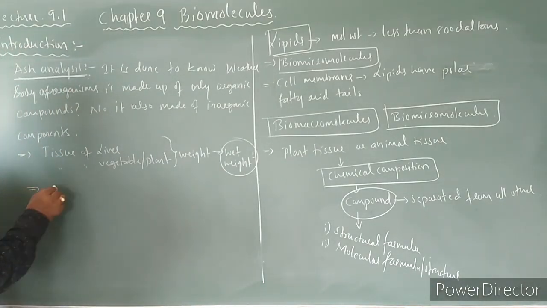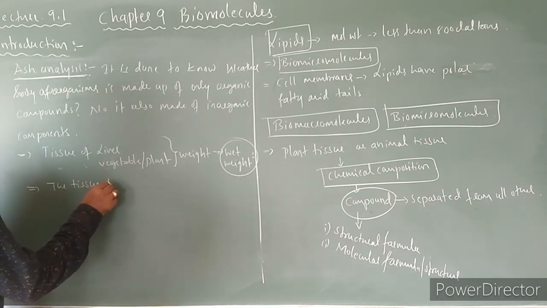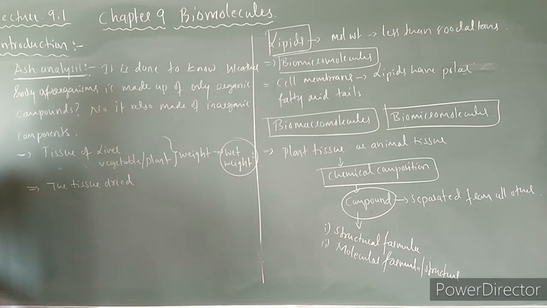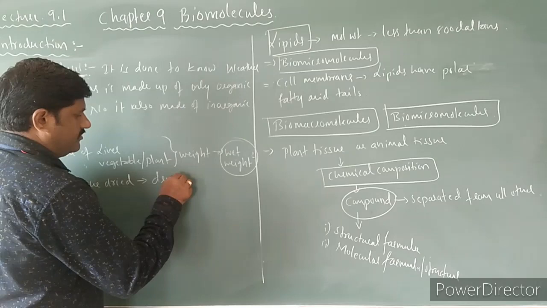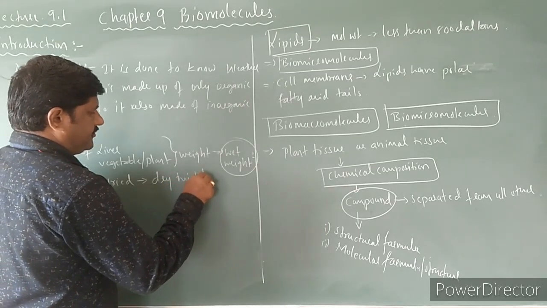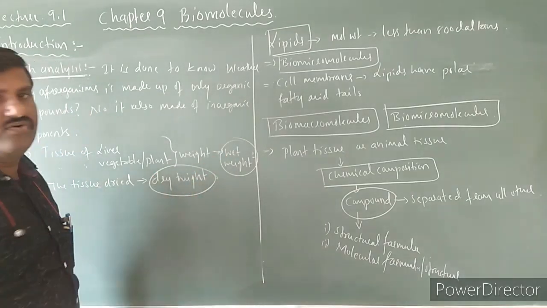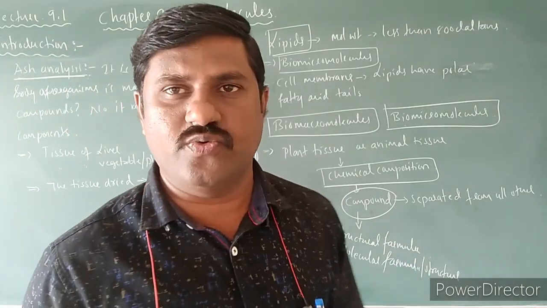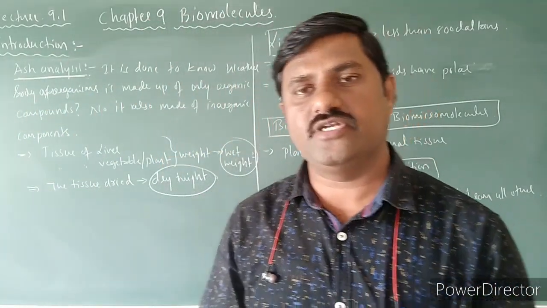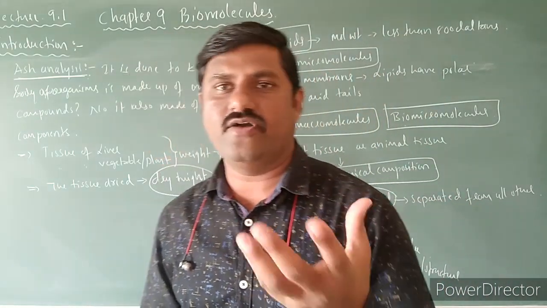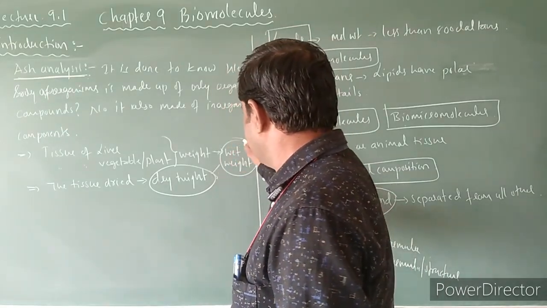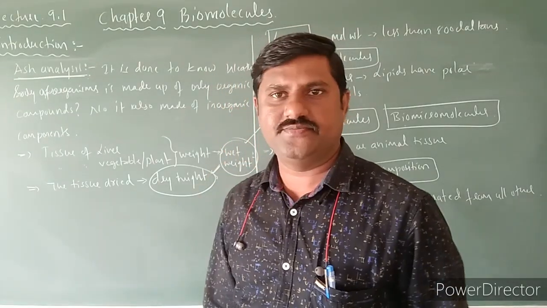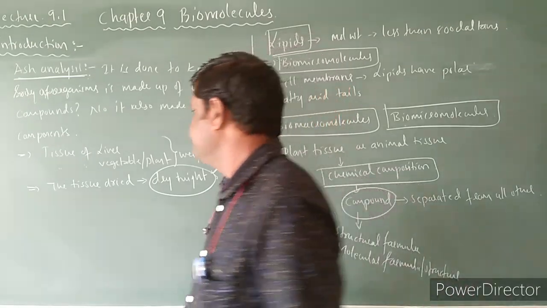See here, when the tissue is dried, it becomes dry weight. If you take the weight now after drying, the watery substance that is there inside the tissue evaporates out, and later we take the weight of that tissue, then it is said to be the dry weight. This is wet weight, this is dry weight, both the weights that we have taken.